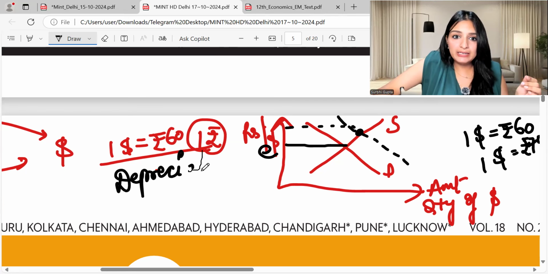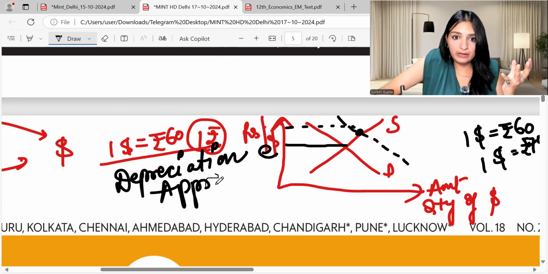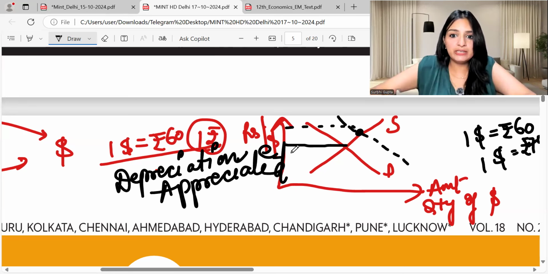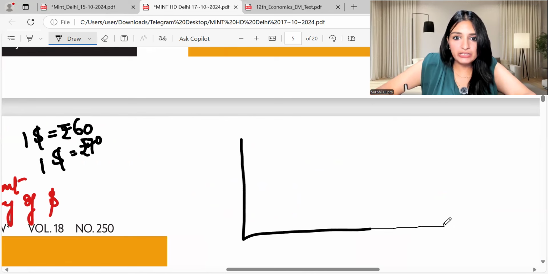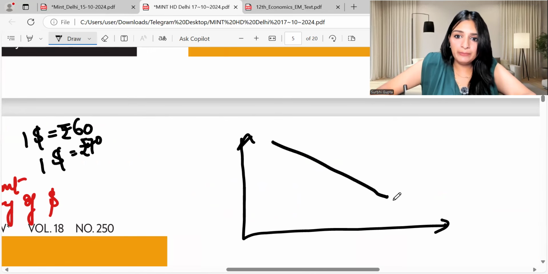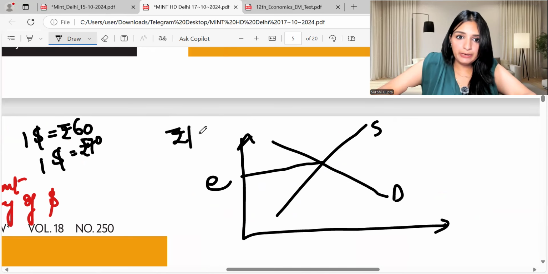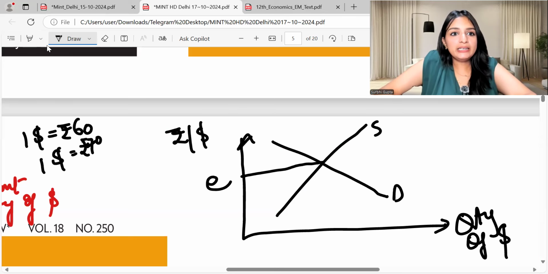The value of the rupee is depreciating, depreciation of rupee, and the dollar, on the other hand, is appreciated. So that is known as appreciation, right? So what is devaluation and revaluation? So if there's a fixed exchange rate, right? The flexible exchange rate is basically happening due to market forces of demand and supply. In the fixed exchange rate, this is your demand, this is your supply. Ideal exchange rate should be this, right? This is rupee and dollar, and this is the quantity of dollars. So ideally, the exchange rate should be this.